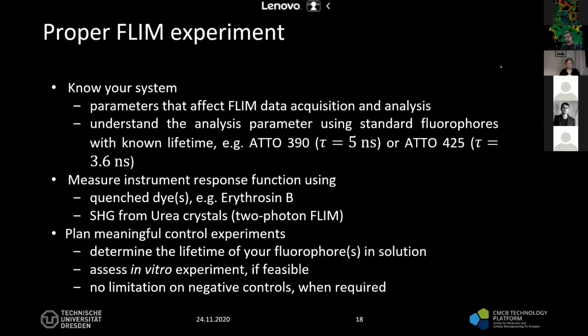There are reasons related to how we conduct our measurements, and there are some parameters that, as users, we are not aware of. So we just need to know our system as well as possible, to know how to implement our experiments optimally.